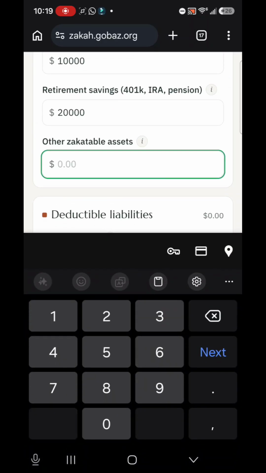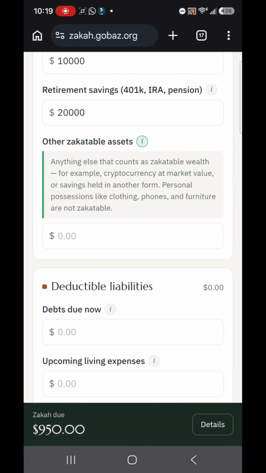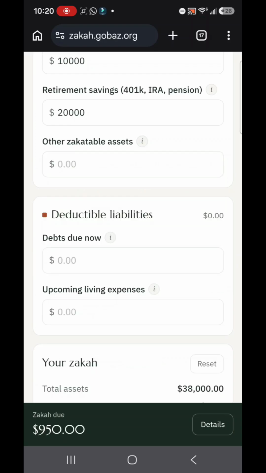Other zakatable assets. If you notice, the world is changing, and we're using terminologies on this website that are easy to understand, but there are things that are disputable by the ulama. For example, what is other zakatable? Cryptocurrency, for example. In your crypto account, you can transfer it today to your bank account, so it becomes actual money. And this is a gray area, and my advice is to stay away from cryptocurrency, because some of the ulama say it is not permissible.